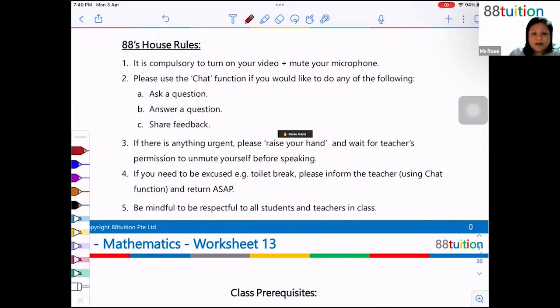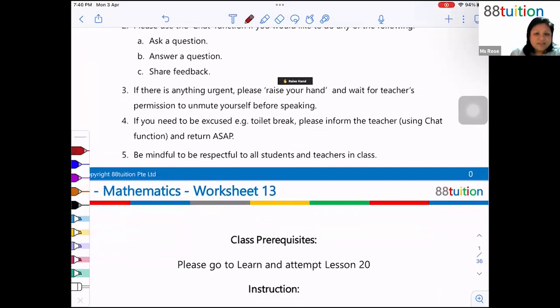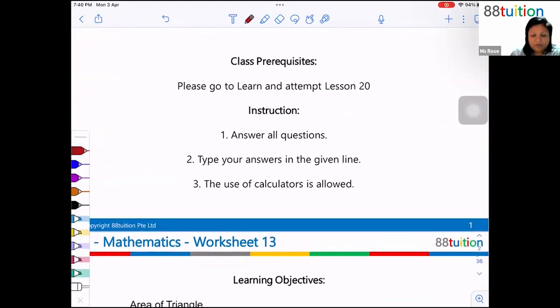Okay, so once we're starting class, try not to talk while I'm talking. If you have questions to ask me, either put it in the chat, or if I don't see the chat, you can just raise your hand. You all know how to use the raise hand function, right? Very good.